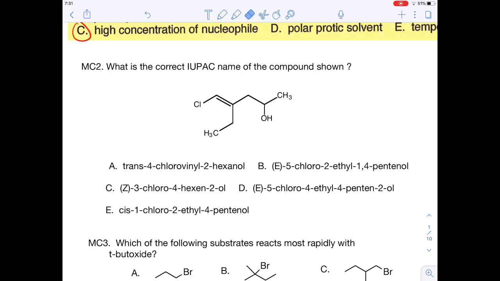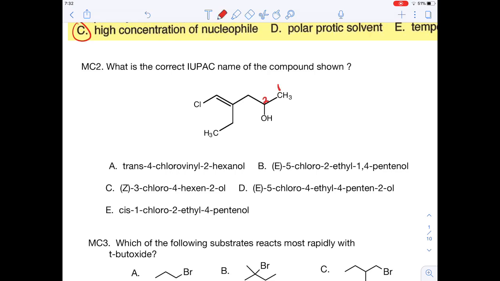Okay, so number 2 asks us what is the correct IUPAC name of the compound shown. So in this case, you actually have two functional groups in your compound. You have an alcohol and an alkene, and you have two substituents, either an ethyl or a methyl, depending on how you number your chain, and a chlorine. So in this case, when you're comparing substituents, those are not going to get numerical priority. But when you're comparing functional groups, you have to think about which one is more important. So alcohols, carboxylic acids, and aldehydes all have priority numerically, like when you're numbering the chain, over alkenes.